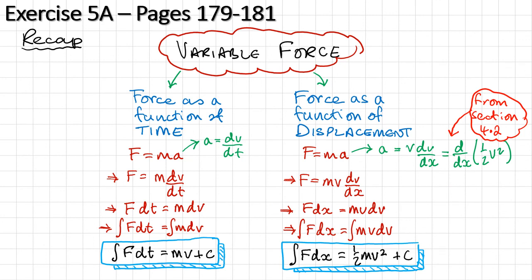So you should now be able to do exercise 5A on pages 179 to 181, and in some of the examples we did, force wasn't given as a function of time or displacement, but we worked out a resultant force. We used F equals ma. If it's a question that involves velocity and time, replace a with dv dt, or if it's a question that involves velocity and displacement, replace a with v dv dx.